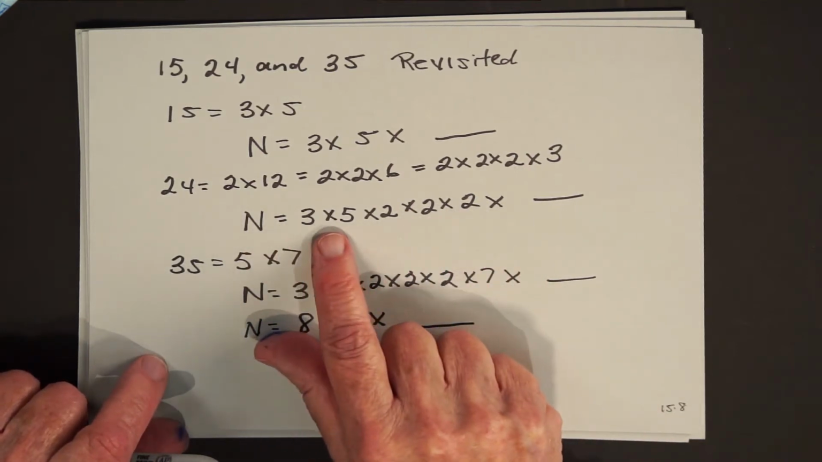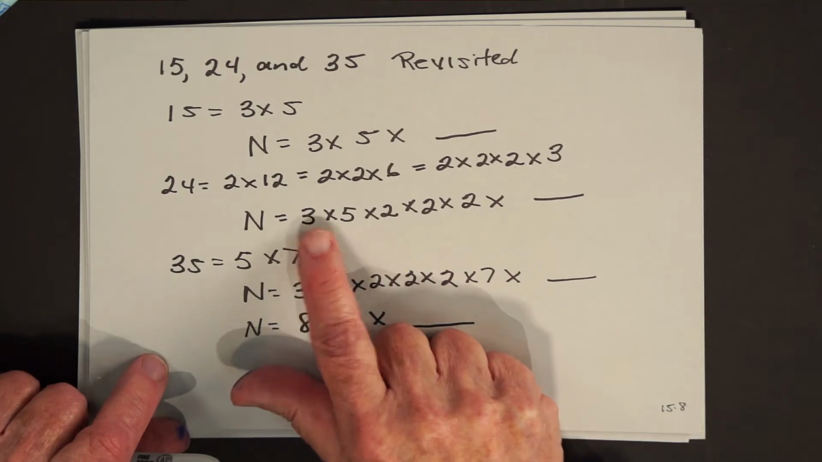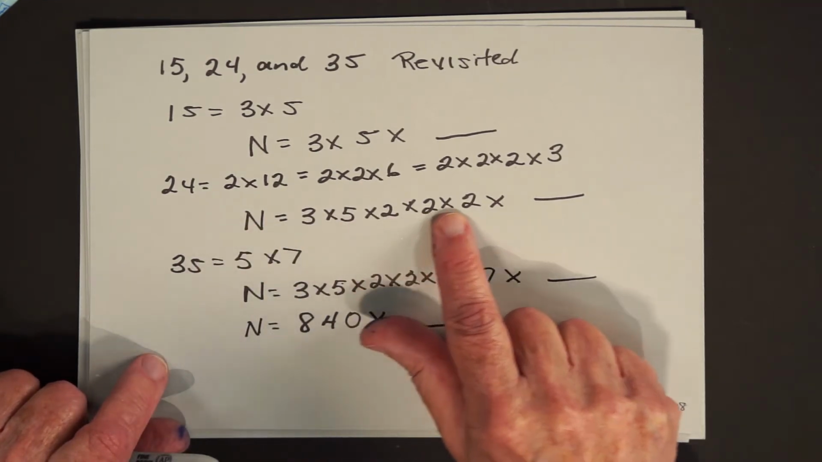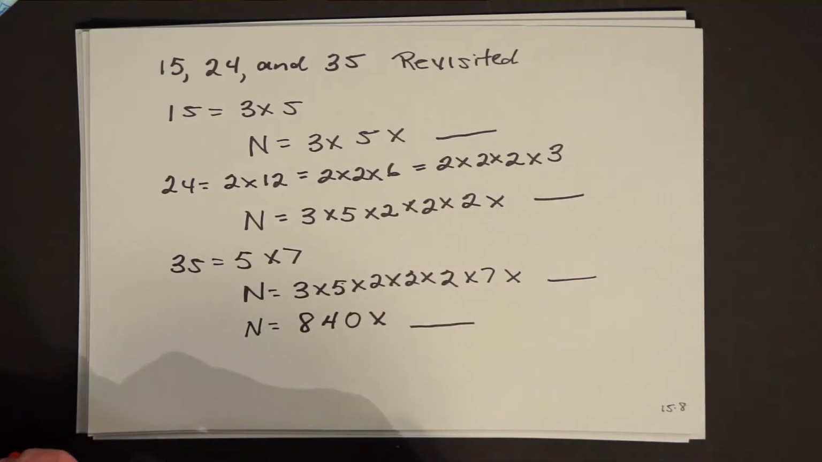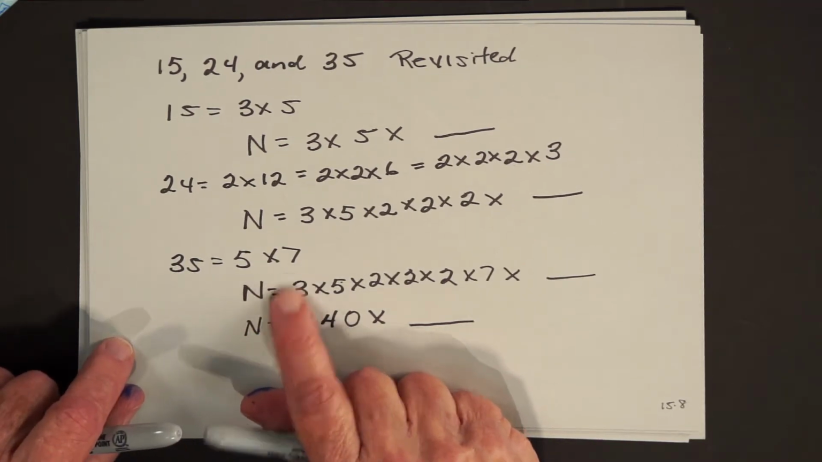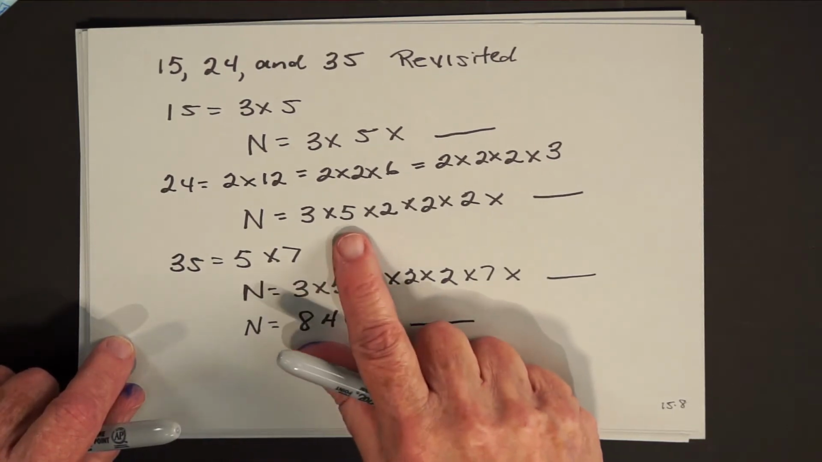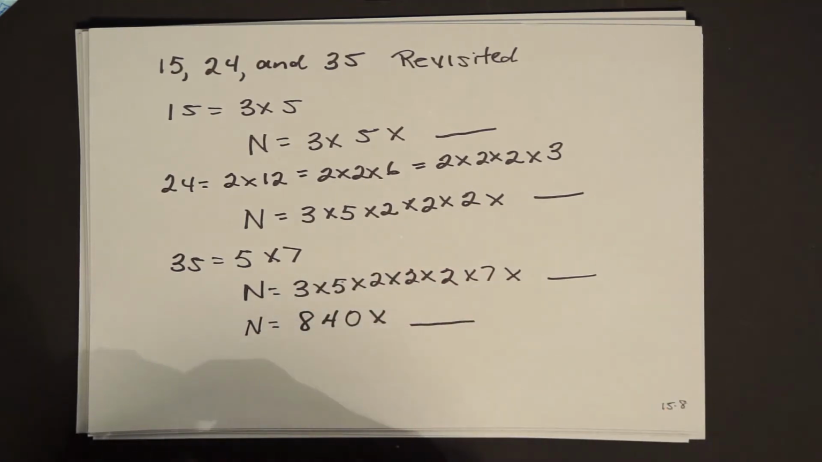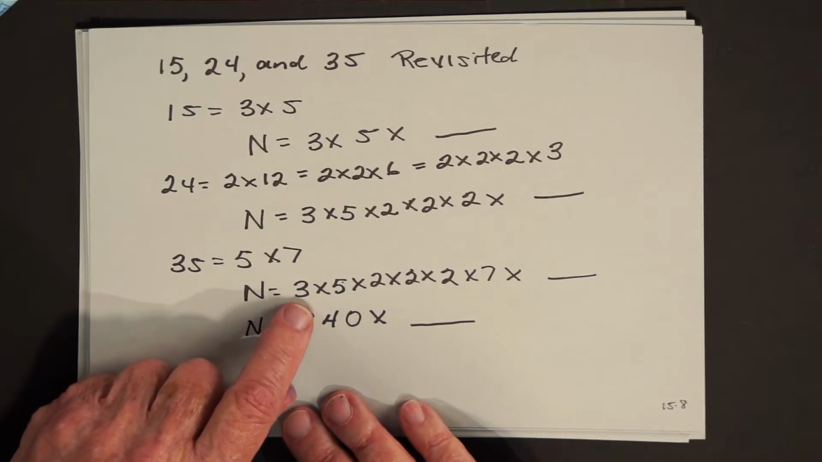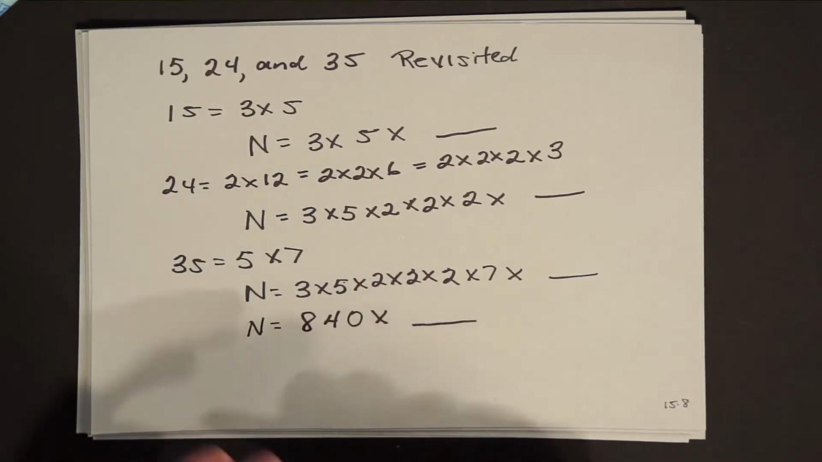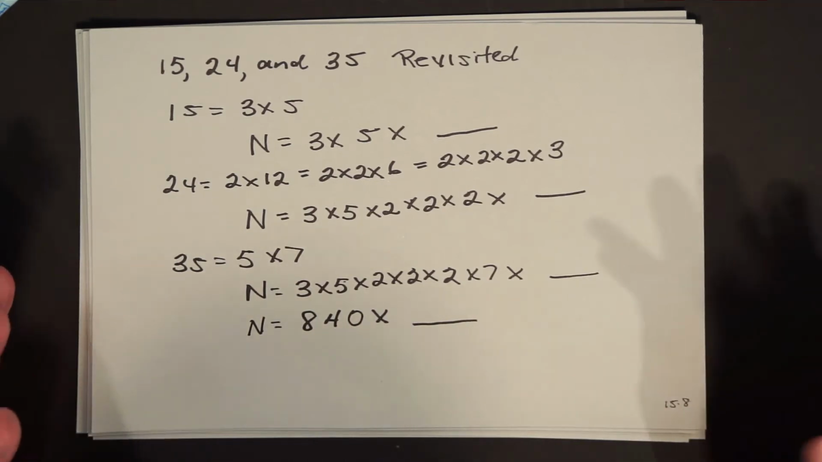Now this number will be divisible by 15. There's the 3 times 5. It'll also be divisible by 24, because I have the 3 2s and the 3. What do I need for it to be divisible by 35? I need a 5 and a 7. I already have the 5, so the only other factor I need is a 7. So the number I'm looking for has to be 3 times 5 times 2 times 2 times 2 times 7 times whatever, any number you want.